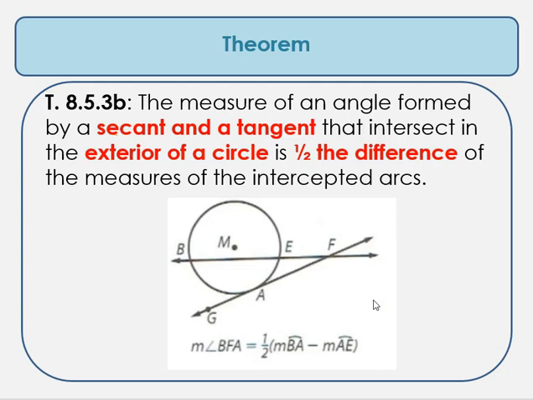Theorem 8.5.3b will be the measure of an angle formed by a secant and a tangent. So we have circle M, secant BF, and tangent GF. They are intersecting in the exterior of the circle at point F, and they will be 1/2 the difference. So if we're solving for this angle BFA, it will be 1/2 of the arc BA minus the arc AE.